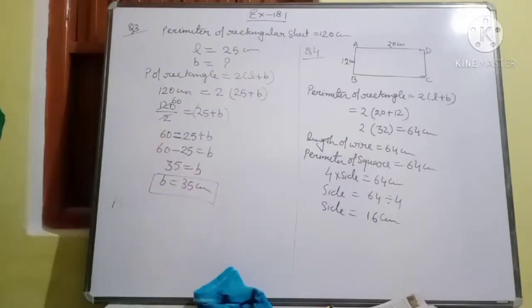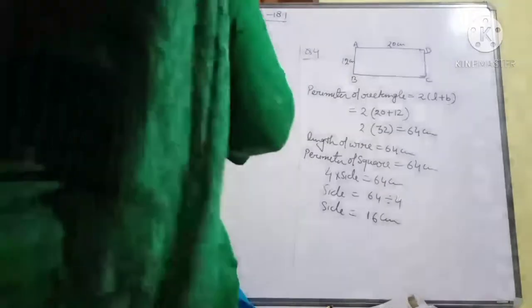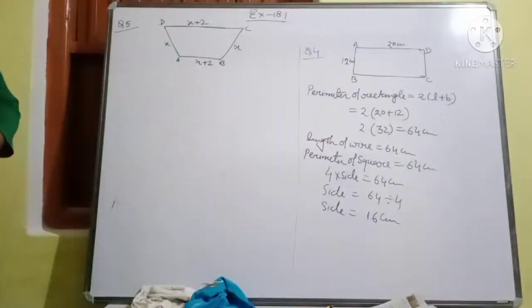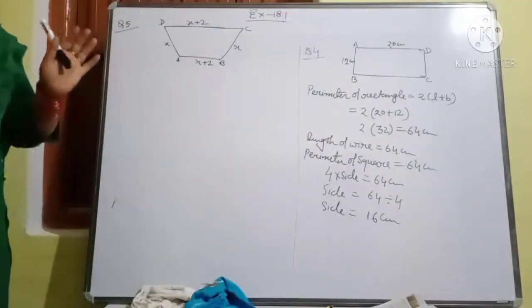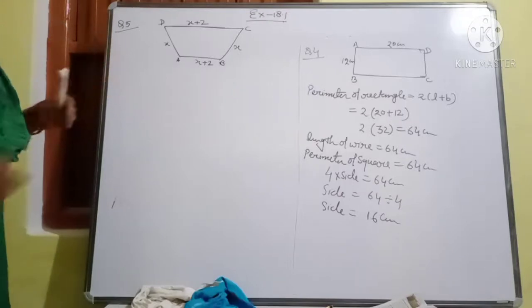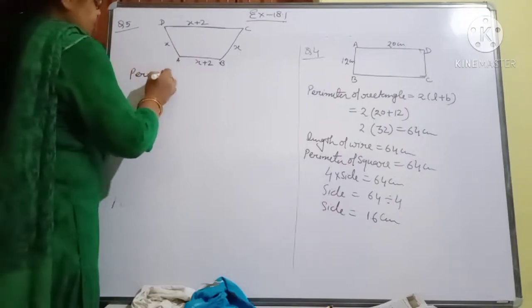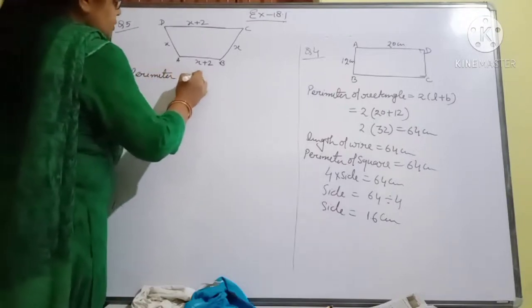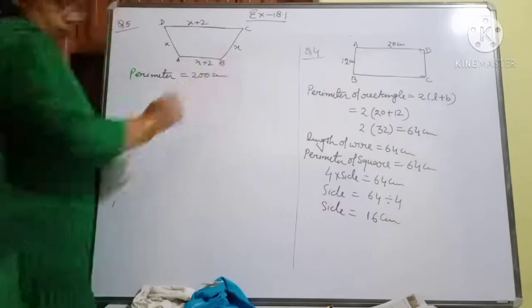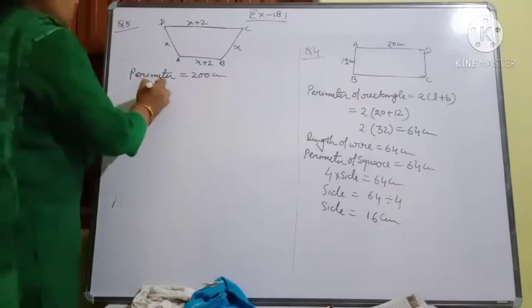Now we are coming to question number 5. Okay, we are going to start question number 5 now. See, question number 5 is this, I am reading the question. The perimeter of the isosceles trapezoid is 200 centimeter. Perimeter is equal to how much? 200 centimeter. Okay, and find the value of x. X we have to find.